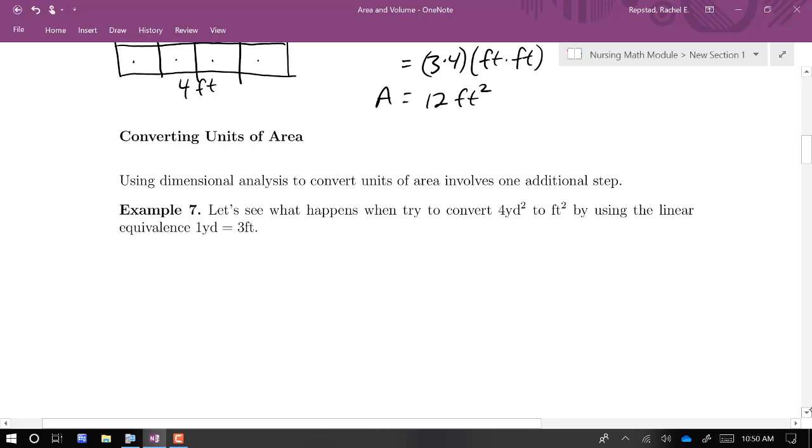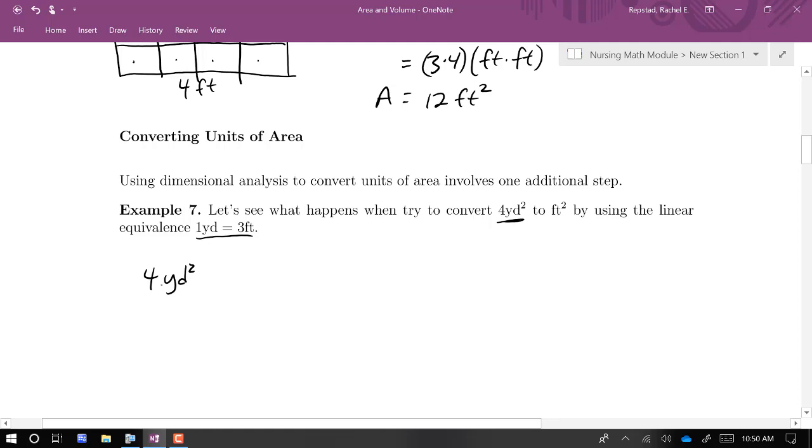When we convert units of area, we have to be a little bit careful. We're still going to use these linear conversions, like 1 yard is 3 feet, and we could do an area conversion using the linear units, but first we're going to see a certain pitfall we could encounter. So suppose I want to convert 4 square yards to square feet.